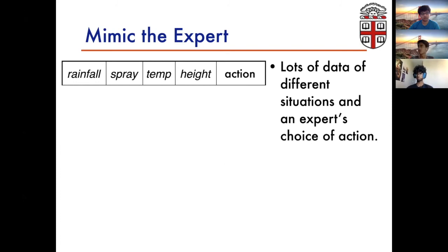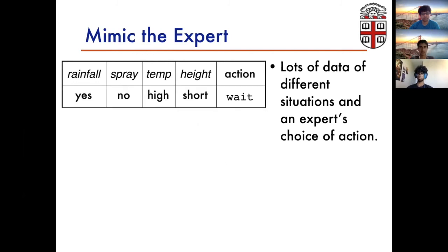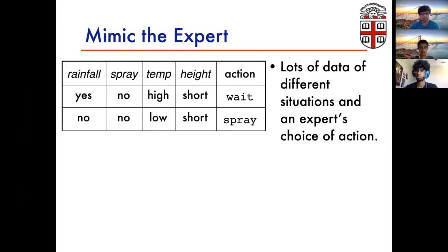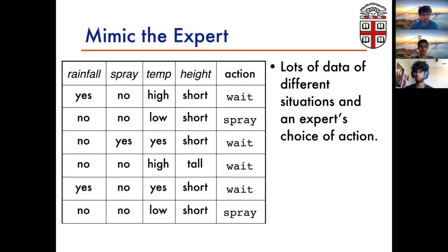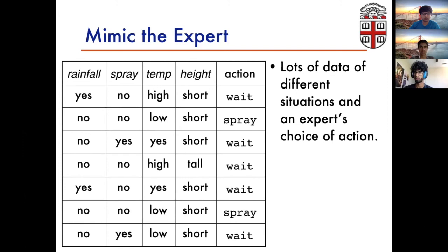What was the past spraying? What was the past temperature? What was the past height? And what action did the expert take, right? So maybe it rained yesterday, it didn't spray yesterday, the temperature was high, the tomato plant is short, and the expert said, okay, don't spray. Just wait. And then other days, other situations, some of them spray, some of them it's not spray. But the idea is that we gather together all these examples in one place.